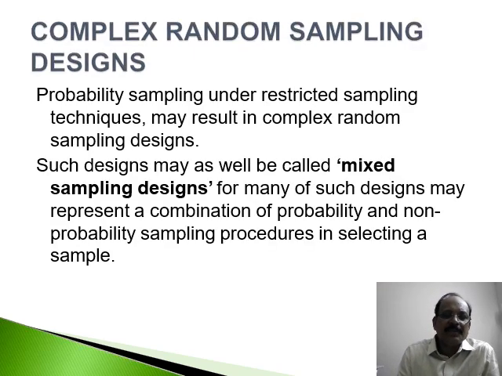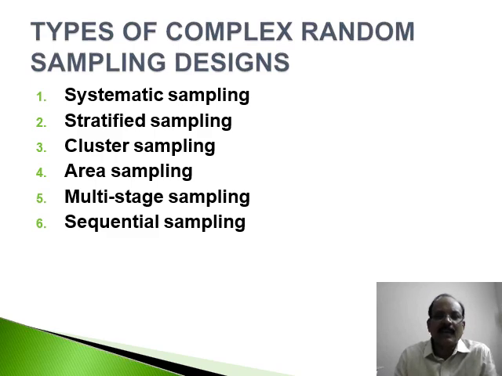And in complex situations, we can also call it mixed sampling. Probability sampling under restricted sampling techniques may result in complex random sampling designs. Such designs may well be called mixed sampling designs, for many of them may represent a combination of probability and non-probability sampling processes in the selection of a sample. It is a combination of both random and non-random. The types are systematic sampling, stratified random sampling, cluster sampling, area sampling, multi-stage sampling, and sequential sampling.